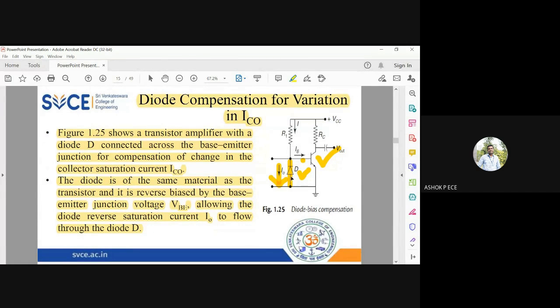So what should be the KCL equation at this node, the base? Sum of incoming currents equals sum of outgoing currents, right? So can anybody say the KCL equation at this base of this transistor? Yes, please say the equation for KCL at the base of the transistor. What is the current coming in?